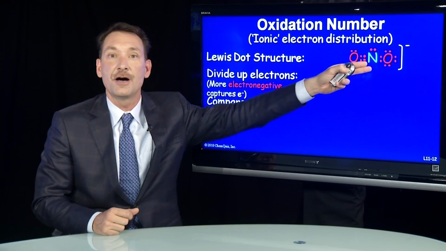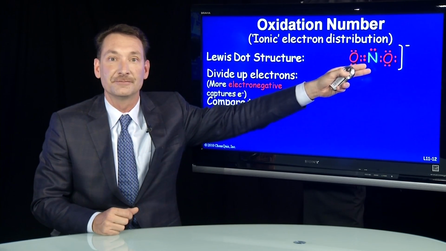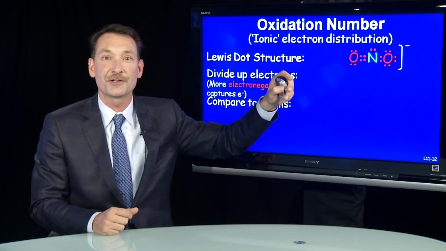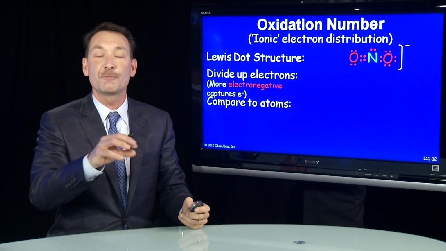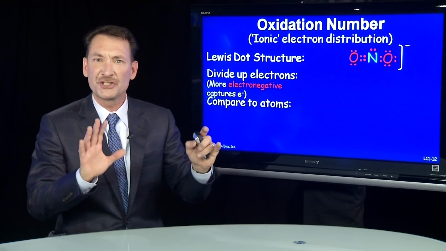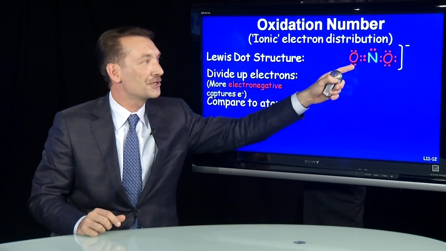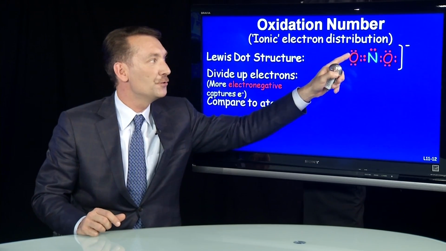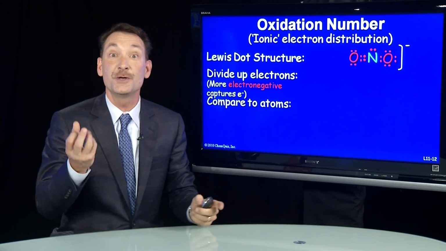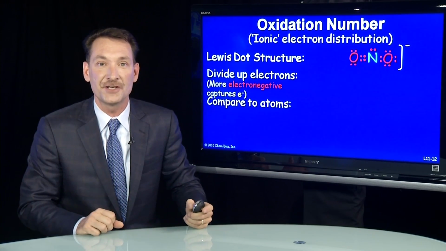We'll draw a Lewis electron dot structure. Then we'll assign electrons in that Lewis dot structure to the various atoms based on which one is more electronegative, and we'll give an ionic distribution. That is, we won't share electrons at all. This oxygen, for instance, will take 1, 2, 3, 4, 5, 6, 7, 8, all 8 of those electrons to itself for the sake of this calculation.